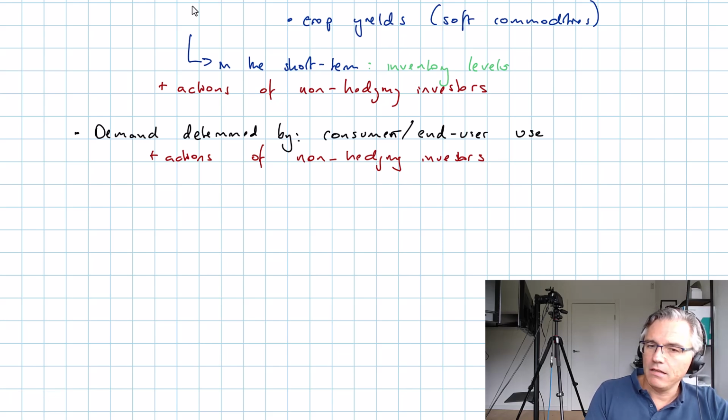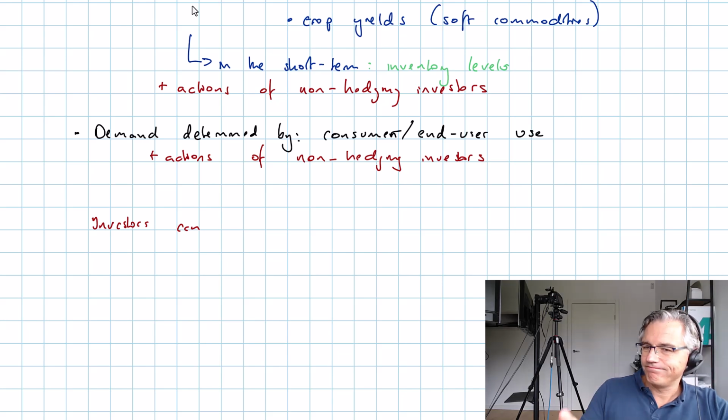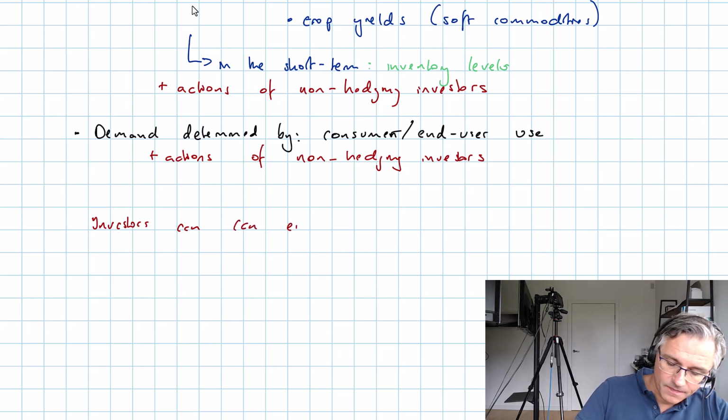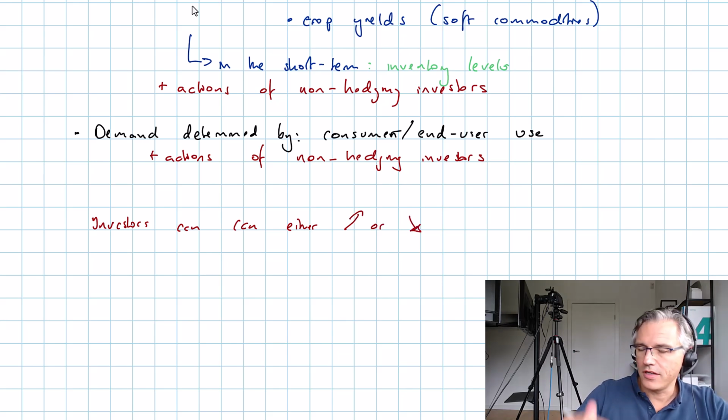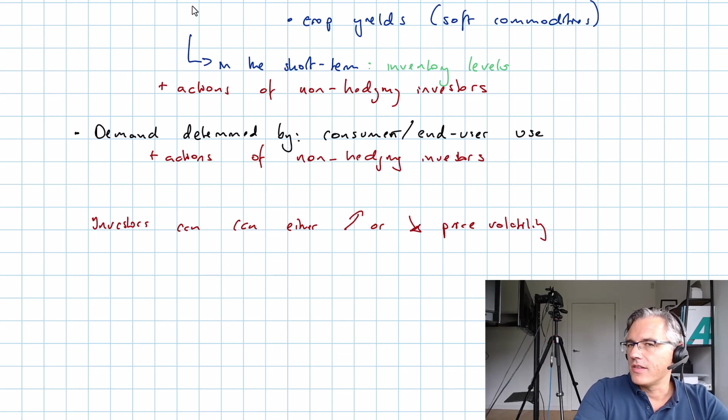The influence of those investors, let's write this down, can either increase or actually dampen fluctuations or price volatility. We typically think that they increase price volatility, but sometimes they play the opposite role. So it's not necessarily one-sided in this case.